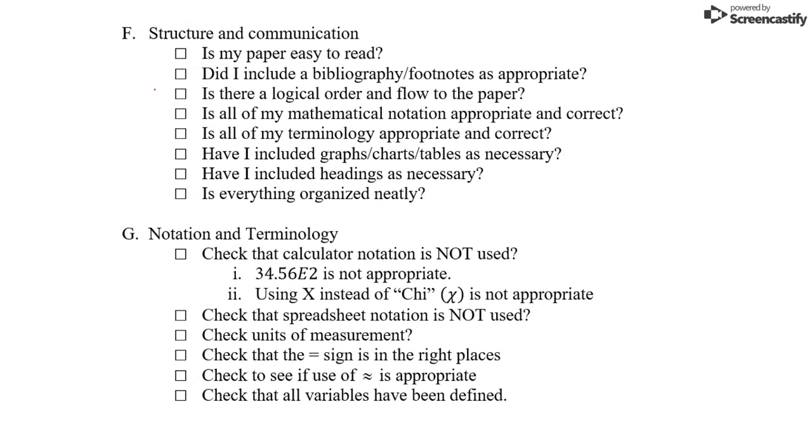Okay, and then here is the place where I want to show you some examples of mathematical notation. This is calculator notation. That's not appropriate for your project. You would need to do this. That would be written in your project as 34.56 times 10 to the power of 2. You need to type that in actual notation. And then the other big one is, this is a capital X. That is not the same thing as a chi-squared symbol. You need to make sure you're using the correct symbol.